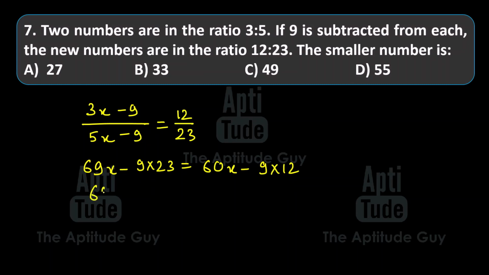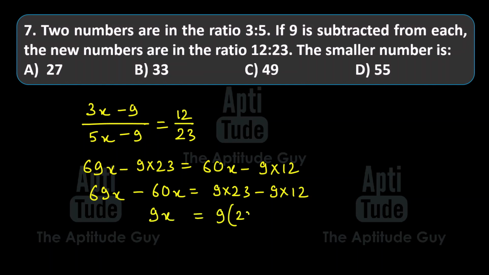Okay, so now we have 69x minus 60x. This is equal to 9 into 23 minus 9 into 12. So we have 69 minus 60, that is 9x. This is equal to 9 common, 23 minus 12. So 9 and 9 gone, x equals 11. Now they have asked us to find the smaller number. The smaller number is 3x. So of course 3x equals 33. The answer is option B. Done.